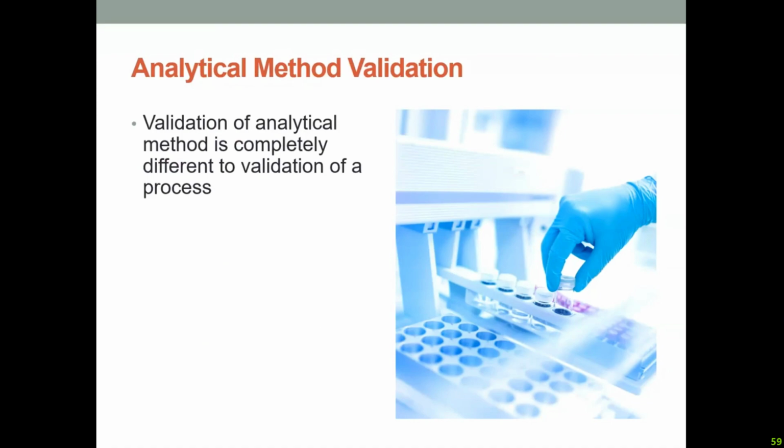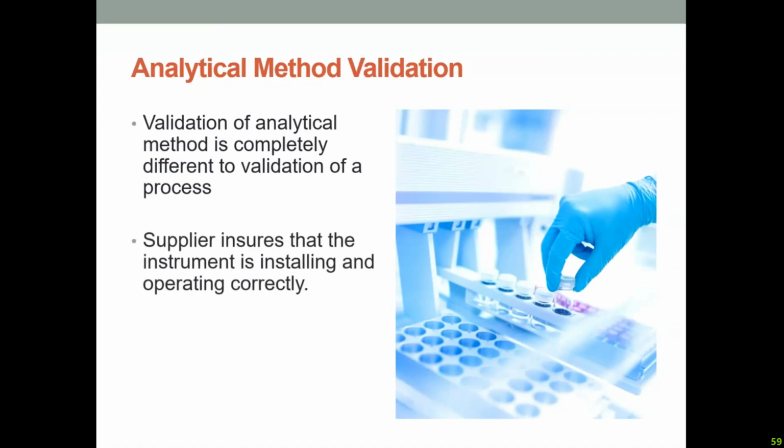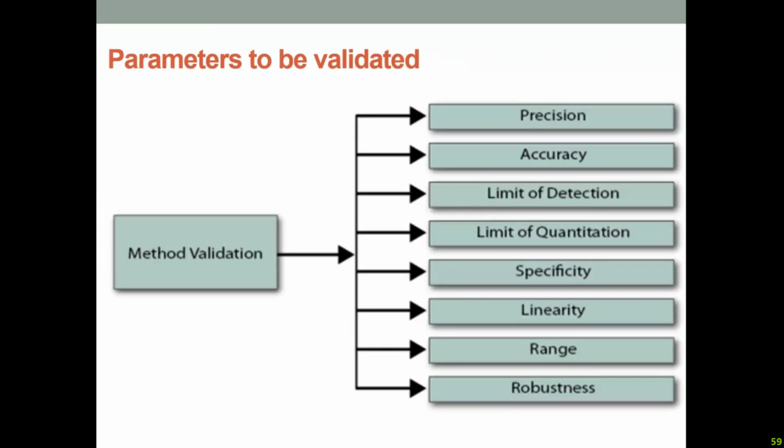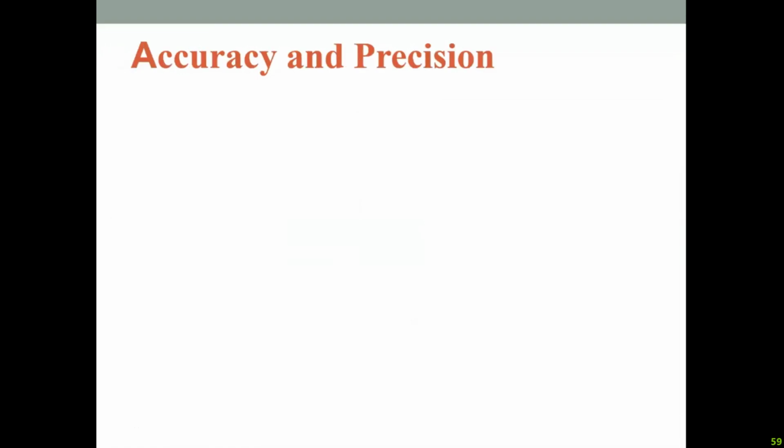Validation of an analytical method is completely different to a validation for a process. The supplier ensures that the instrument is installed and operating correctly. The site, i.e. the quality control lab, is concerned with the performance qualification. So the parameters that we need to validate as part of a method validation are precision, accuracy, limit of detection, limit of quantification, specificity, linearity, range, and robustness.